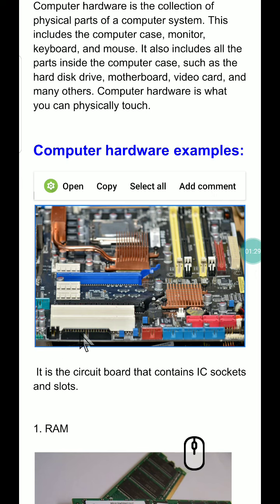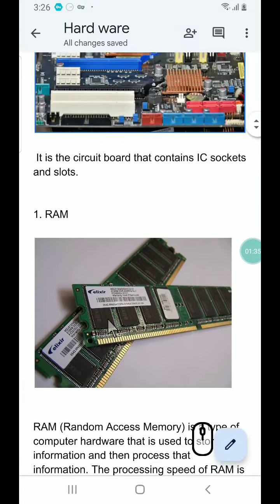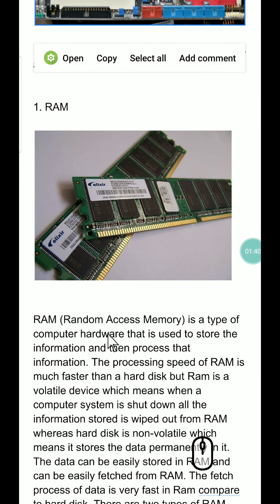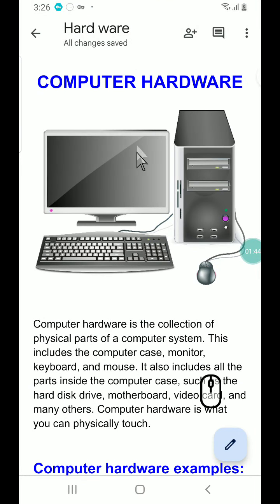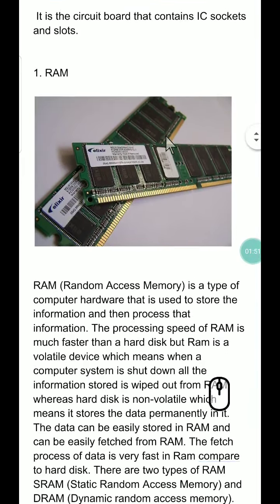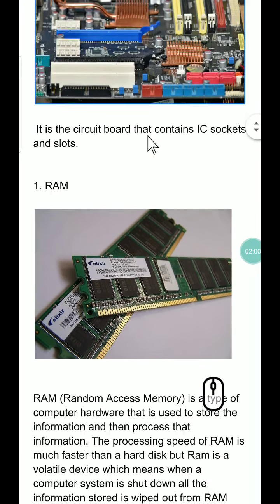This is a slot, and this is an IC socket. Then the other is the RAM, still tangible. This is also located inside the CPU. This is the CPU, the one you see here. So RAM in full is random access memory, and these are random access chips, as you can see, and they're also located on the motherboard somewhere.